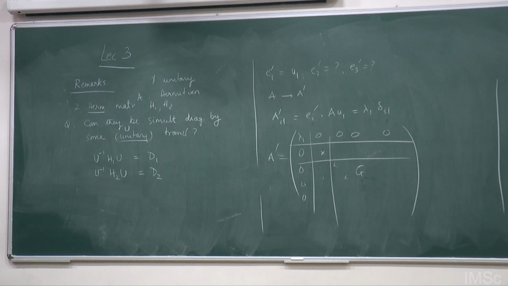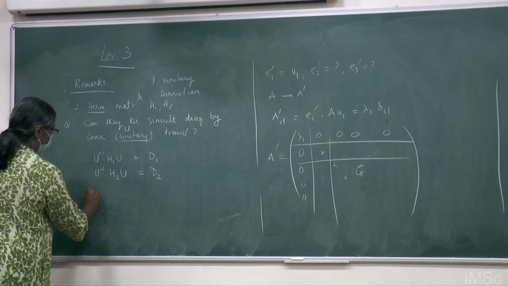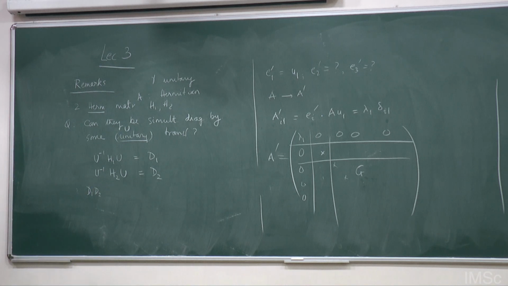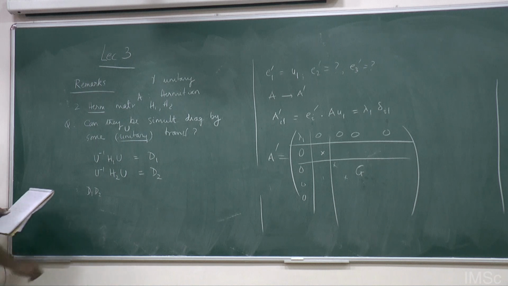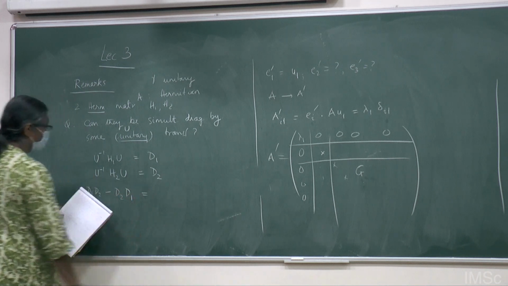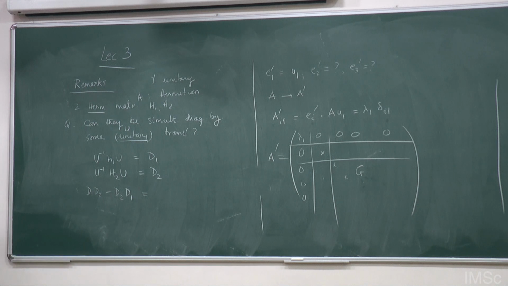Now suppose I do D1 D2 minus D2 D1. What is this? Have you come across such a thing before? The commutator D1 D2. What do you know about the commutator of diagonal matrices? It is 0. Very nice. Now that's the meaning of diagonal matrices.